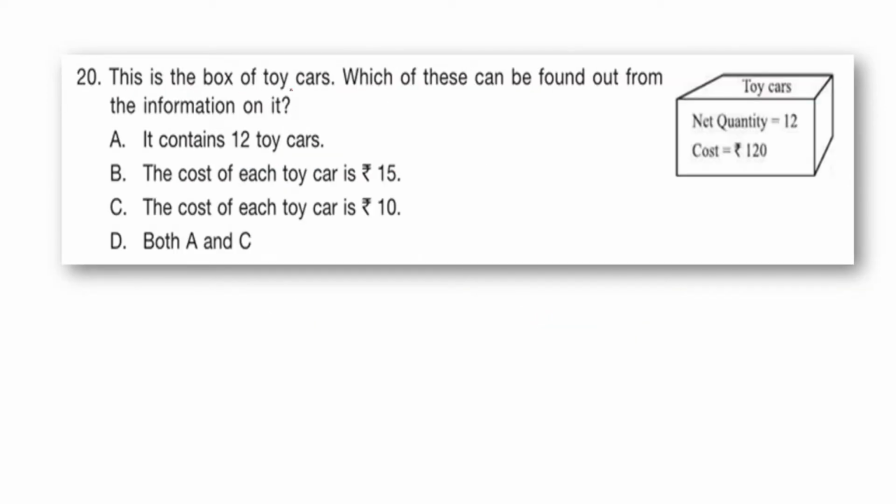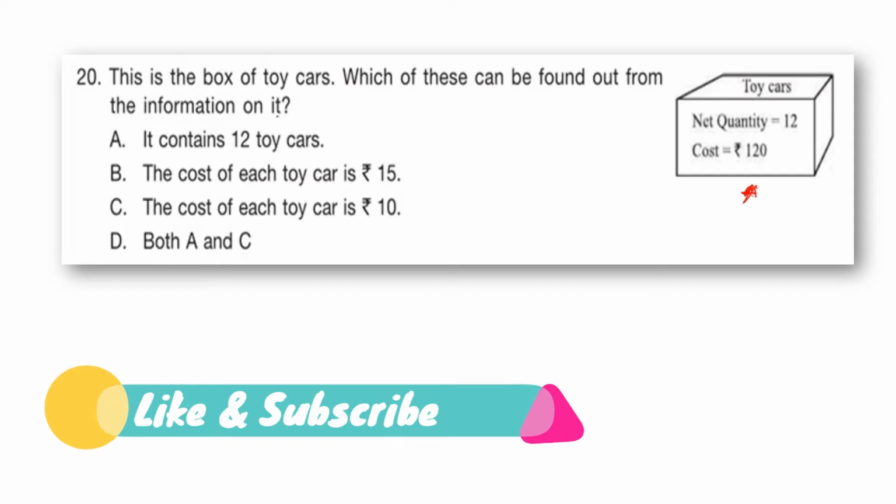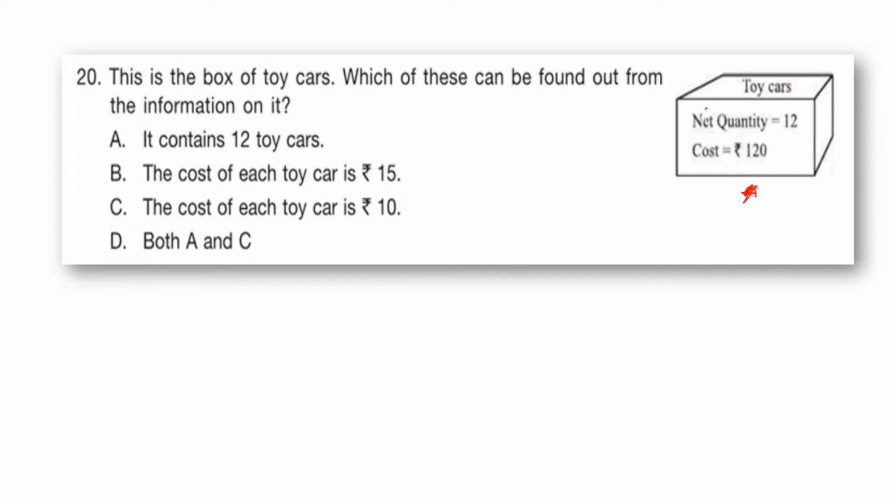Next question. This is the box of toy cars. Here is the box. Which of these can be found out from the information on it? There is some information given on the toy cars box. Is it option A, it contains 12 toy cars? Option B, the cost of each toy car is 15 rupees? Option C, the cost of each toy car is 10 rupees? Or D, both A and C? Your time starts now.